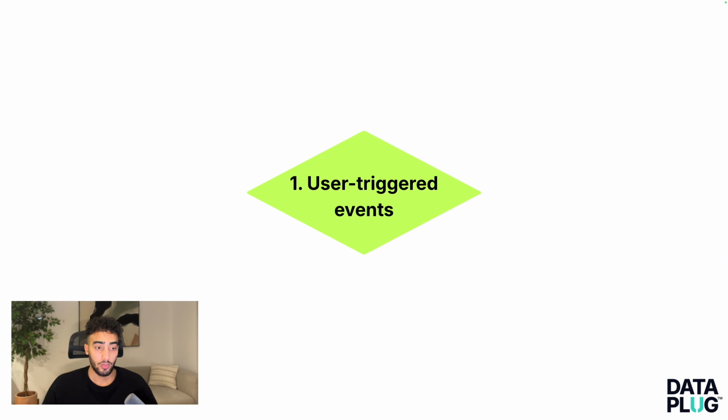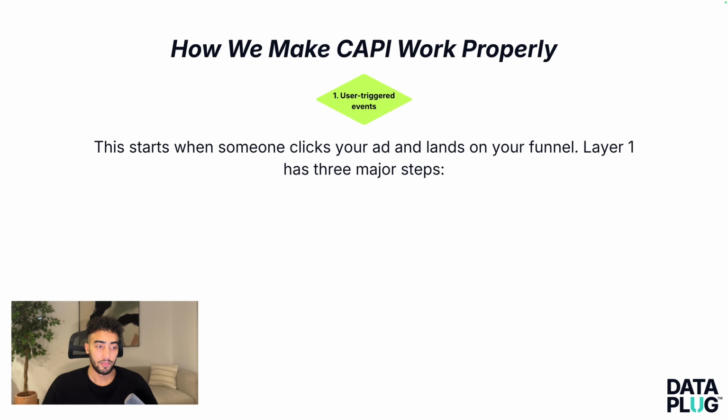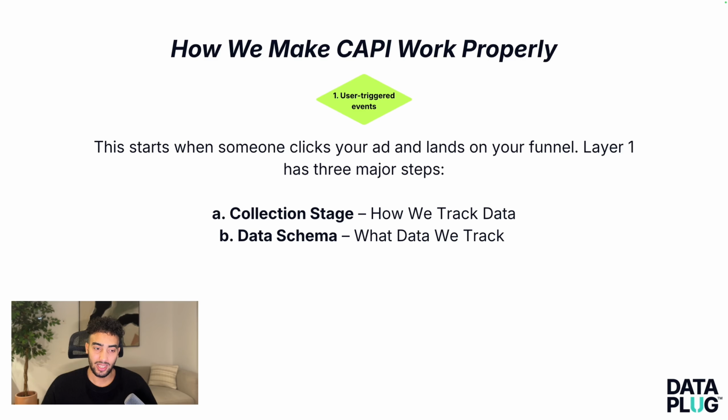What does that mean? For the user triggered events, this starts when someone clicks on your ad and lands on your funnel. This is when this layer starts. And it has three major steps: a collection stage, which is how we're tracking the data, a data schema stage, which is what data we're actually trying to track, and then a delivery stage.